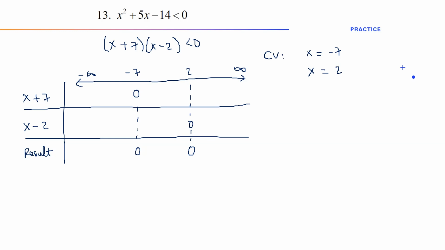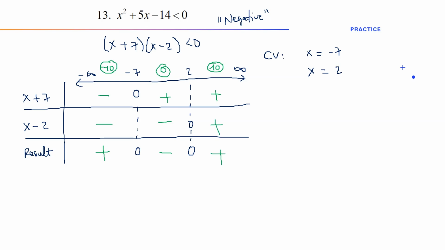Less than 0, it means we only choose the negative. Alright. Now we choose the test numbers. I choose negative 10, 0, 10. So negative 10 plus 7, negative. Negative 10 minus 2, negative. This one, positive. 0, make it positive, make it negative, make it negative. 10, make it positive, make it positive, make it positive.